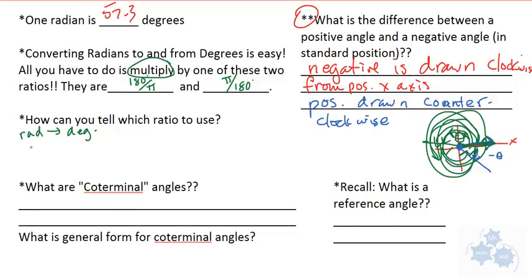Let's say I have pi over 4 radians, and I want to know how many degrees that is. Which one of these do you think I would use? 180 over pi or pi over 180? You think 180 over pi. All right. Now, why did you say that? Can you explain that in words?